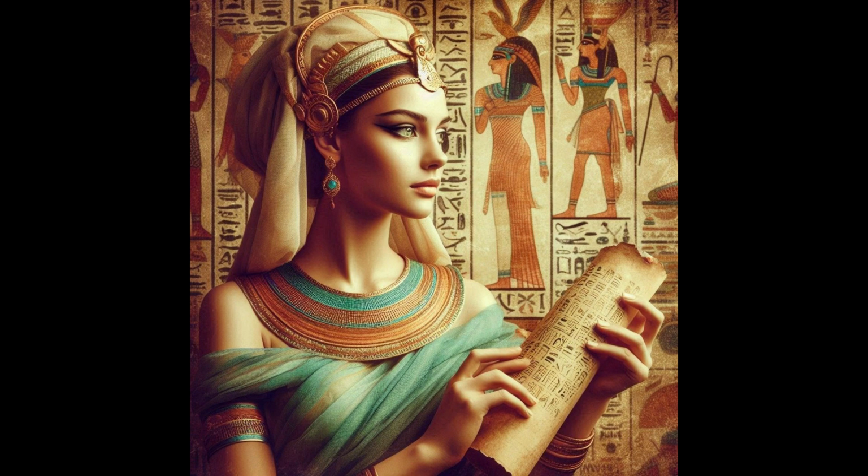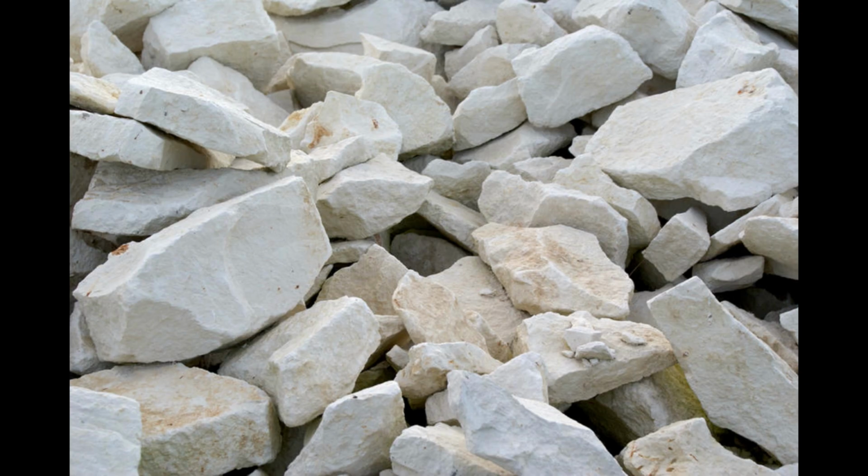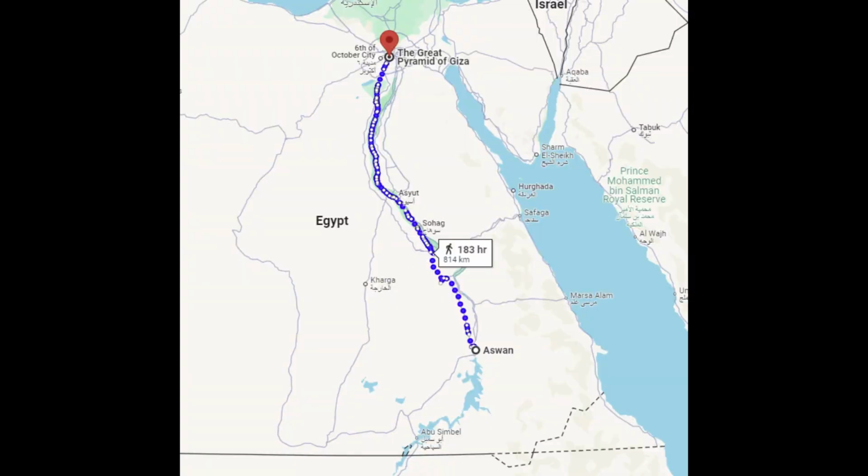2. Quarrying and transporting materials. Stone types. The core of the pyramids was built using local limestone from the Giza Plateau. Higher quality limestone for the outer casing came from Tura, a quarry across the Nile. Granite, used for the inner chambers and sarcophagus, was transported from Aswan, over 800 kilometers away.